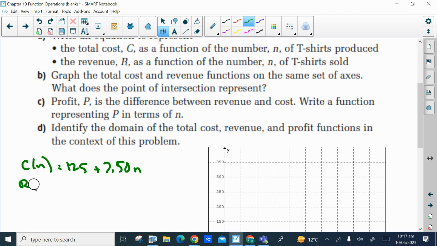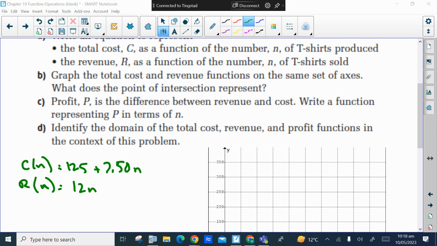The revenue function is what they take in. And those t-shirts are sold for $12, so that would be 12n, again where n is the number of t-shirts. So there's our cost function and our revenue function. We're asked to graph both of these and then talk about what the point of intersection represents.